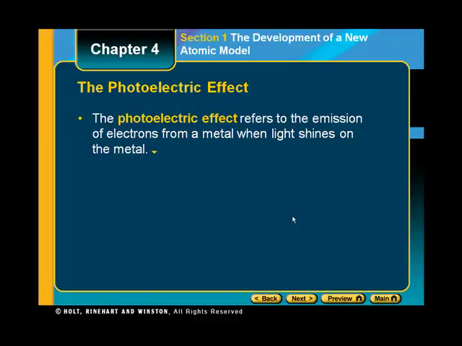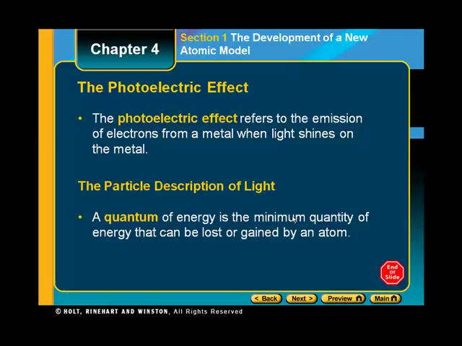So one of the pieces of evidence that shed light on the subatomic structure of atoms was this experiment called the photoelectric effect. And the photoelectric effect refers to the fact that electrons can be ejected from a metal when you shine light on the metal. So you might be thinking, well, how did they figure that out?